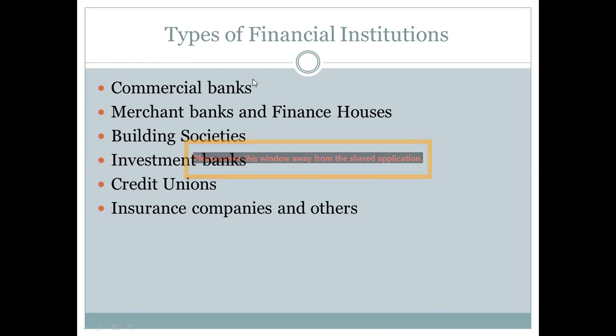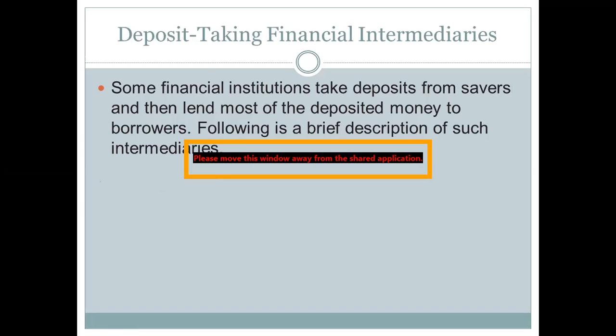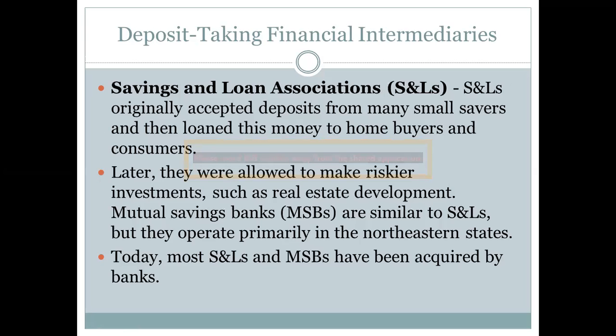Next we look at the types of financial institutions. You have commercial banks, merchant banks and finance houses, and building societies. You have also investment banks, credit unions, insurance companies, and others. We'll look at these in a little bit more detail. First, look at deposit-taking financial intermediaries. Some financial institutions take deposits from savers and then lend most of the deposited money to borrowers. Following is a brief description of such intermediaries.